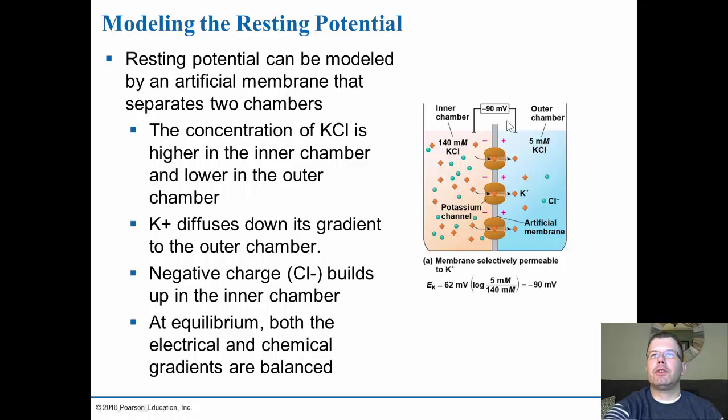And what you can see is the difference in voltage being about minus 90 millivolts. You can figure this out by looking at the differences: it's 62 millivolts times the log of 5 millimolar on the outside over 140 on the inside, which gives you a negative charge of minus 90 millivolts. That's how they calculate the negative charge and the resting potential. So this tells you that potassium is diffusing down the gradient out to the outer chamber, so you're generating positive here. The chloride builds in the inner chamber, generating the negative charge, and at equilibrium the gradients are balanced, and so you get a negative charge in this situation.